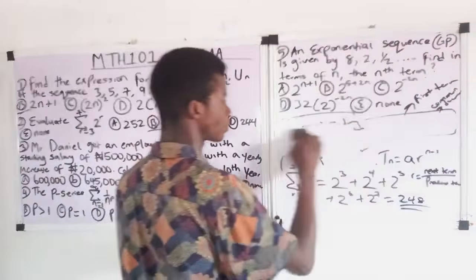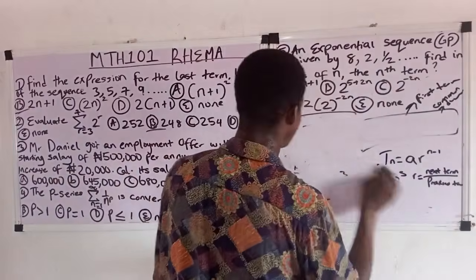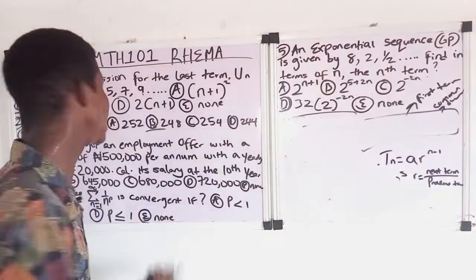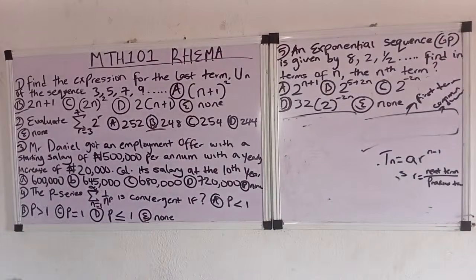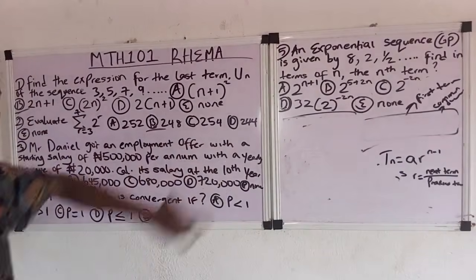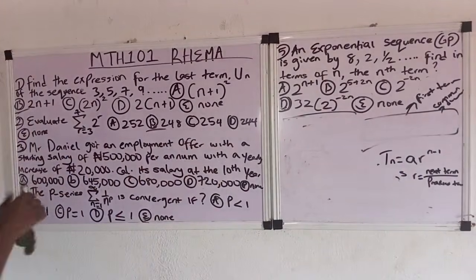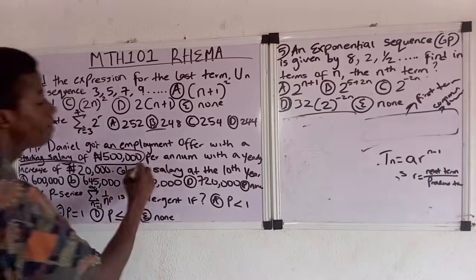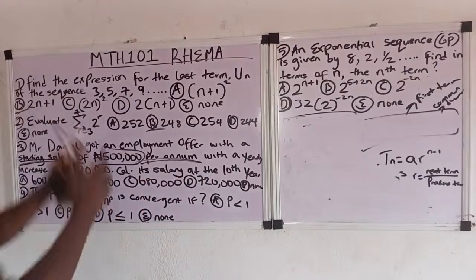Now let's continue with the next question, which is question 3. This question is coming from an AP. They said Mr. Daniel got an employment offer with a starting salary. This is very important. A starting salary of 500,000 per annum.